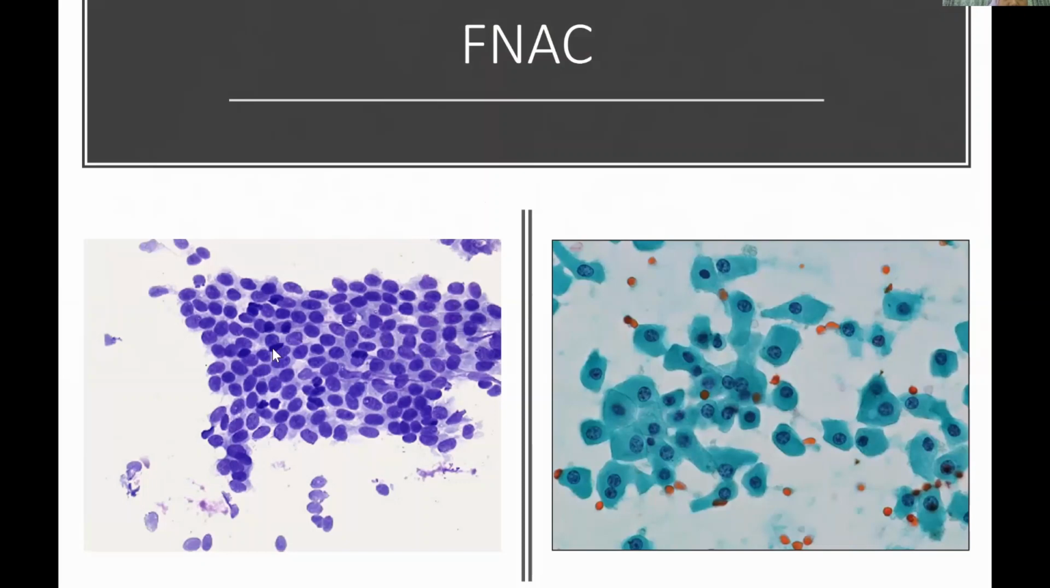Okay, this is how the normal breast ductal epithelial cell looks. Why do I say it's normal? Because these are ductal epithelial cells. The small cells like this are myoepithelial cells. When we see this dual population, myoepithelial and epithelial cells, it is benign sheets of ductal epithelial breast cells.